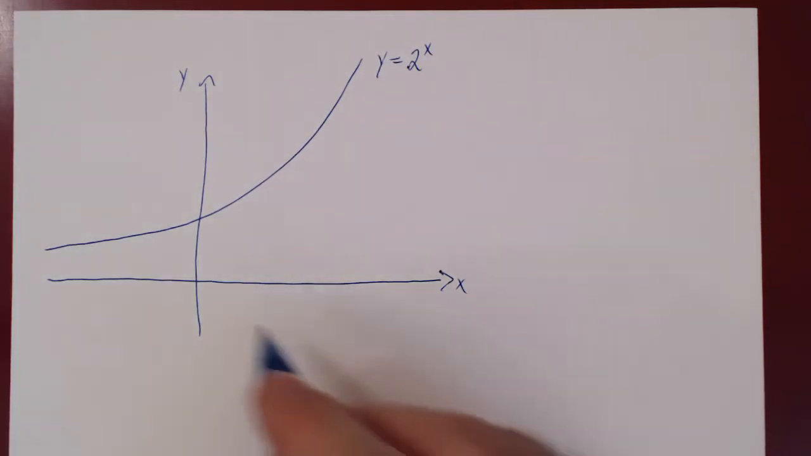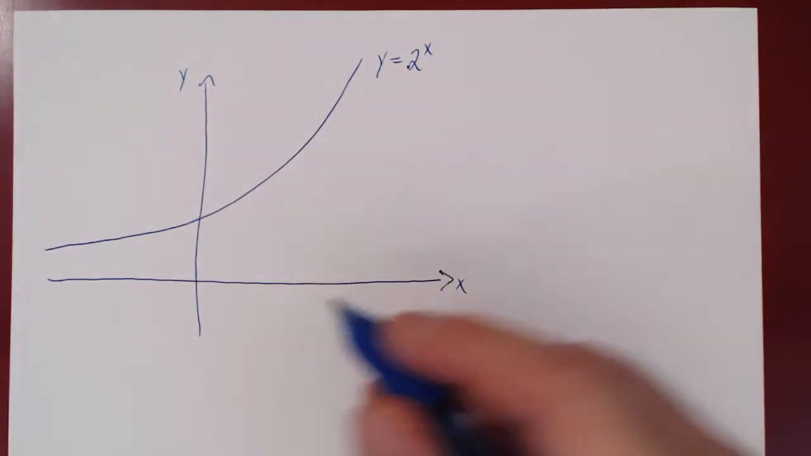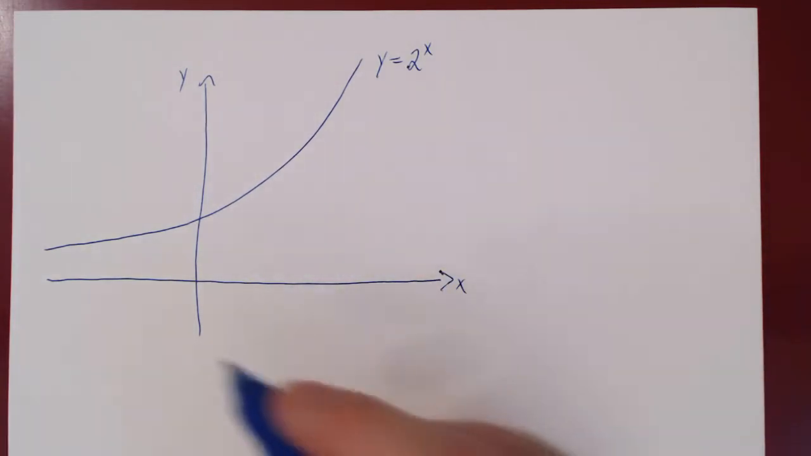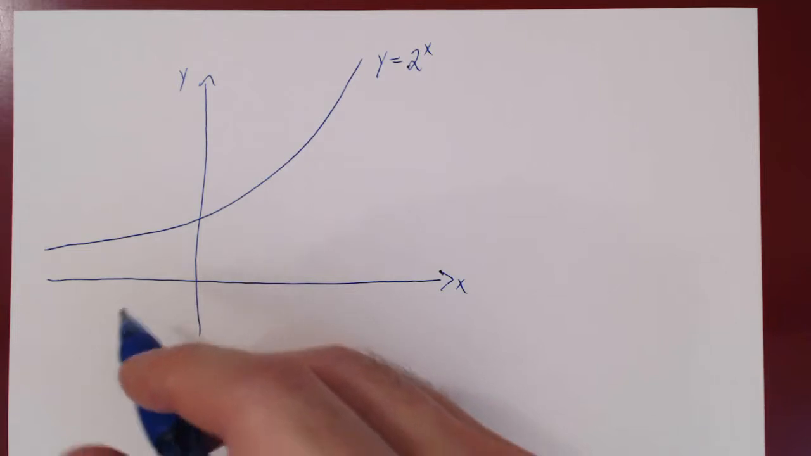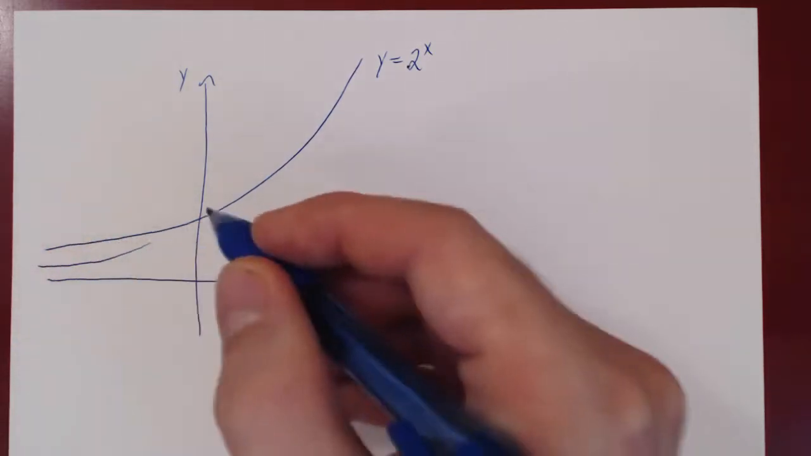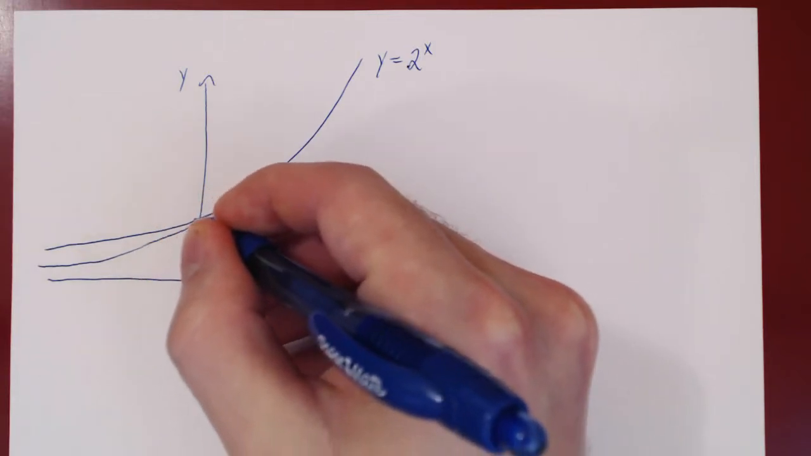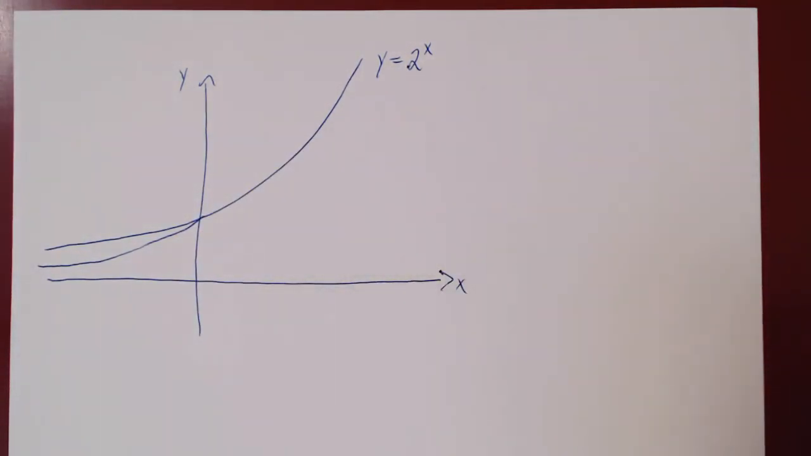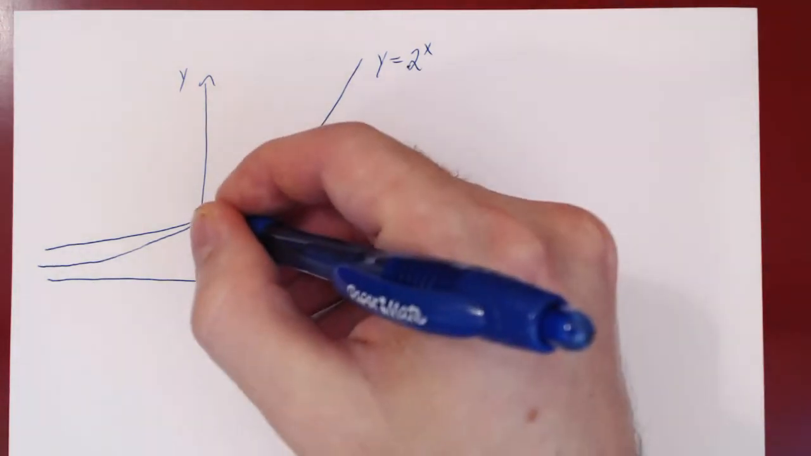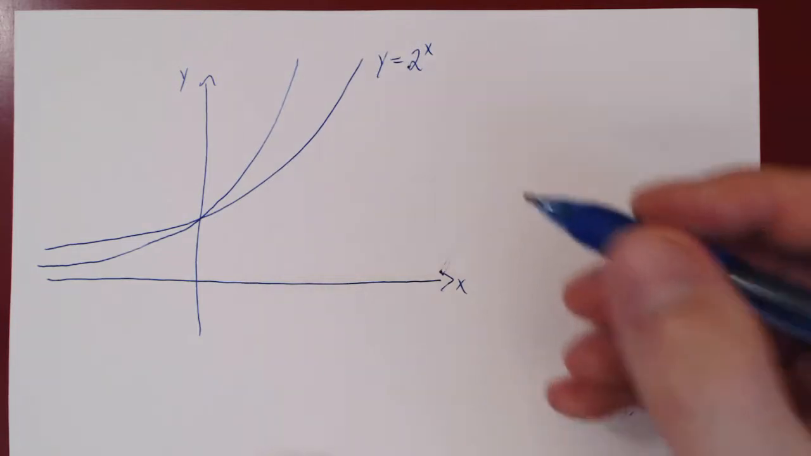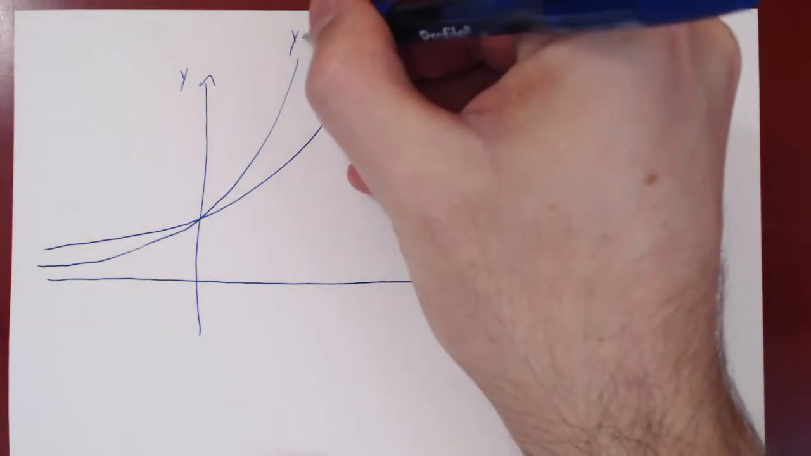And then if you think of it, for positive values, 3 to the x is bigger than 2 to the x, but for negative values, it's a little smaller. So 3 to the x will start like this. 3 to the 0 is still equal to 1. And then for positive values, 3 to the x is bigger than 2 to the x, so it will shoot up like this. So we have the two graphs of 2 to the x and 3 to the x.